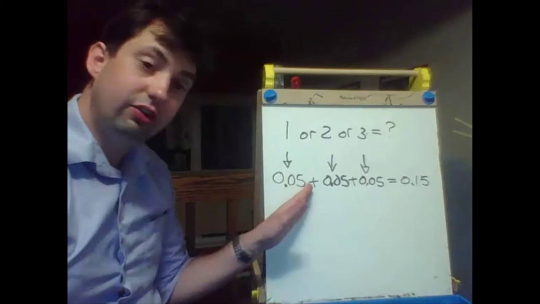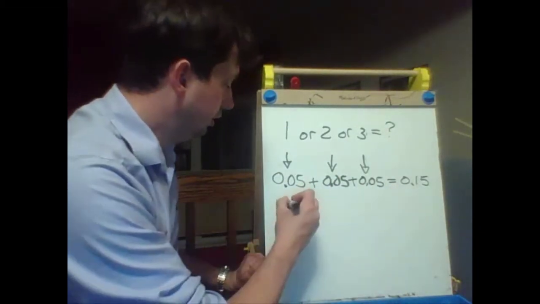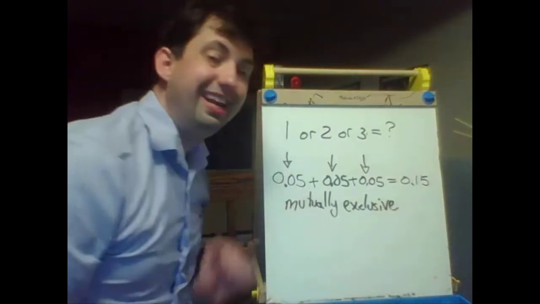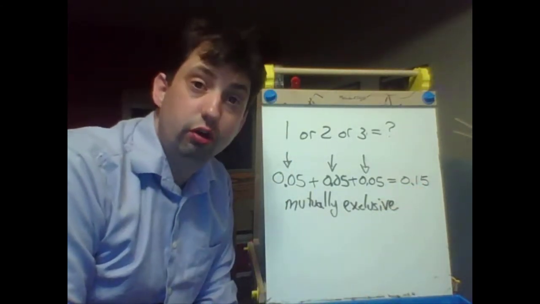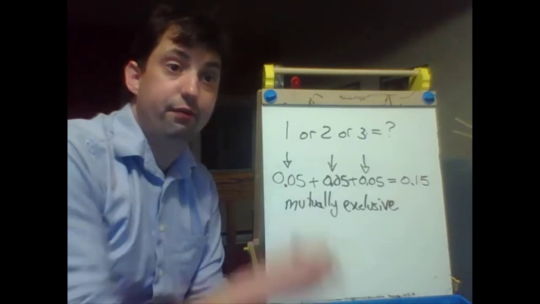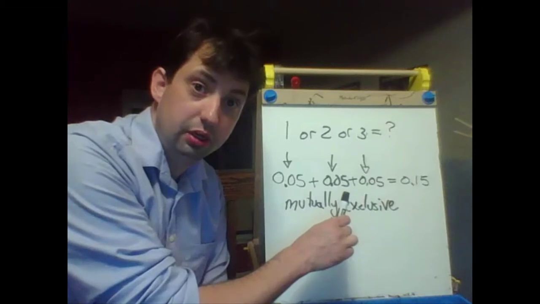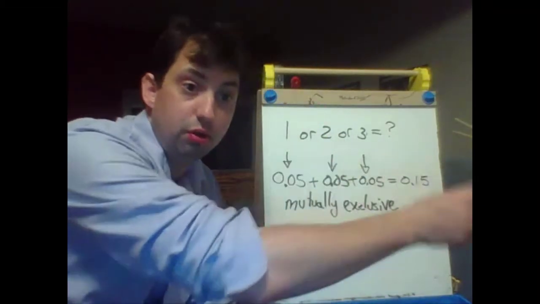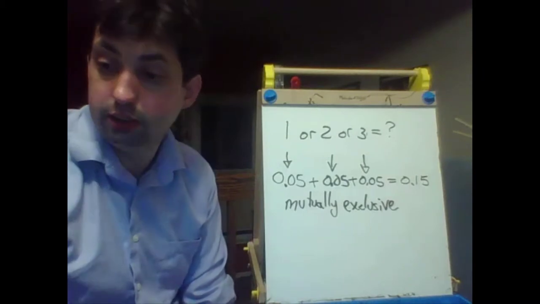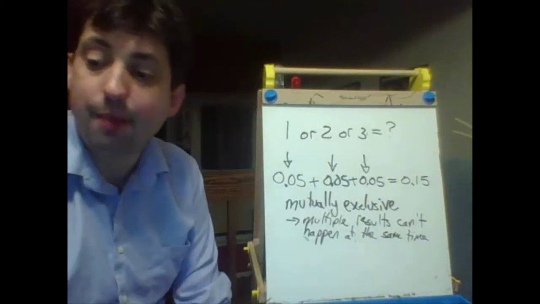We can do this addition because each result is mutually exclusive. Each result is mutually exclusive. If a 1 is rolled, that means at the same time a 3 cannot be rolled. Right? Choosing 1 or having 1 result excludes all other results. Multiple results cannot happen at the same time.